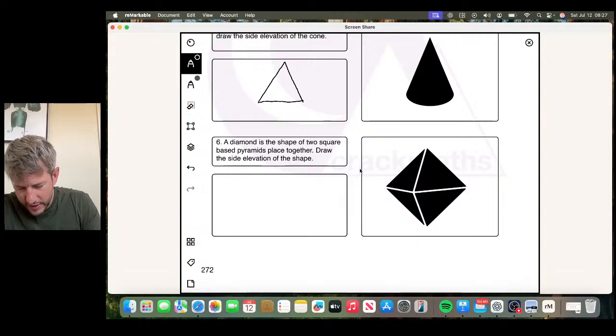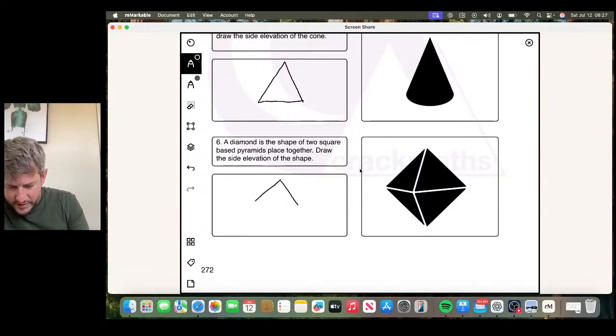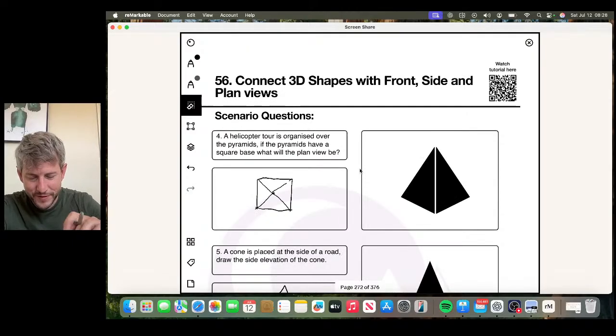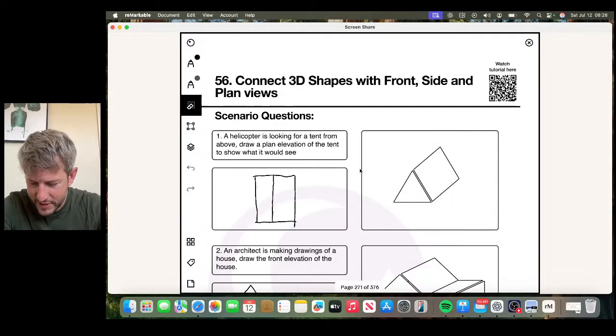Okay, so we're going to have a triangle for the top, and then this will be a crease, so we will see that, and then we'll have a triangle at the bottom here. Okay, so there we go. Lovely. Right. Yeah, there we go. And that's 56 done. Right, let's get these ones marked.